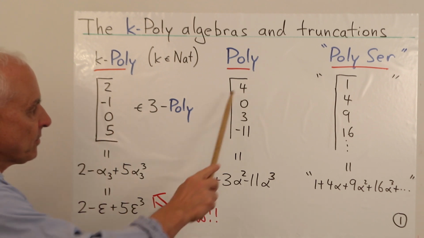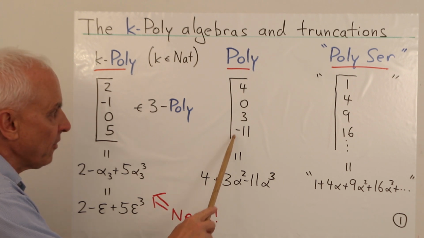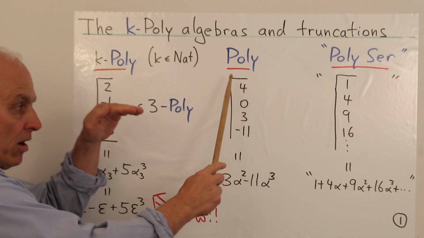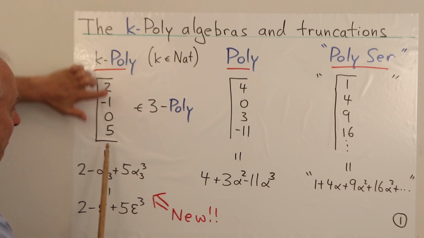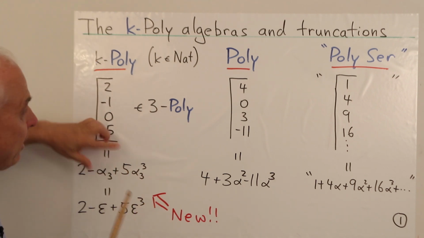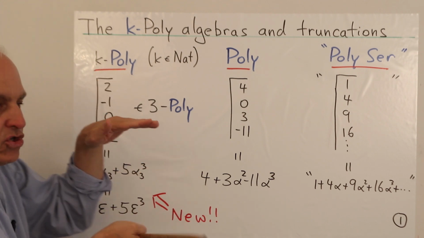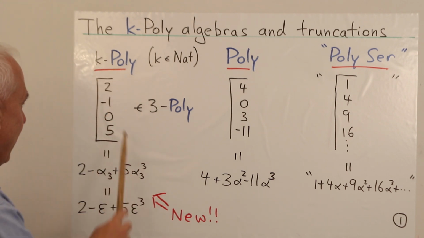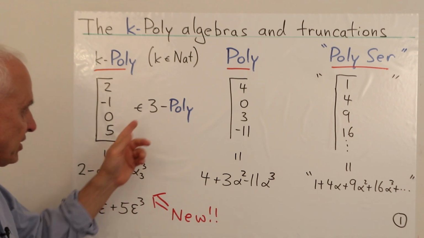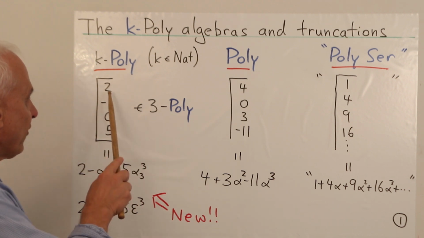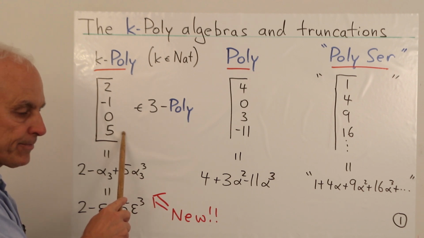But notice that in contrast with the sign for the Poly, which is a horizontal bar on top and then a vertical one on the side, this one has a bar on the top and on the bottom. So it's constrained in extent, and the elements are 2, minus 1, 0, 5. And this is going to be a 3-poly because this is really of degree 3 here.